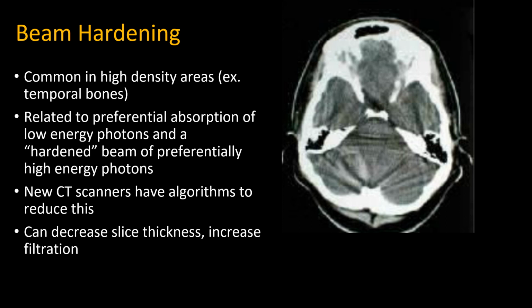You also see these dark and light streaks when there are two dense objects. The X-rays that go through both of them are more attenuated than those that pass through one. So decreasing slice thickness or increasing filtration can also help with this.